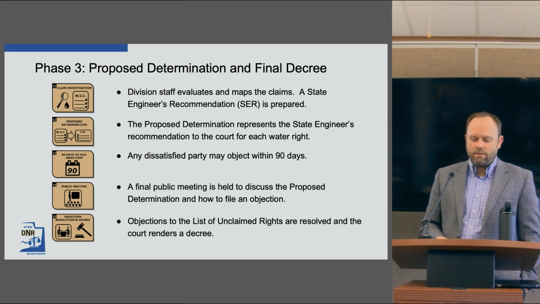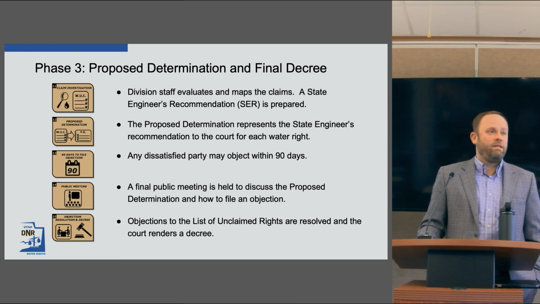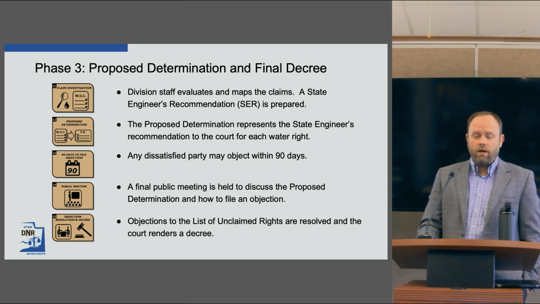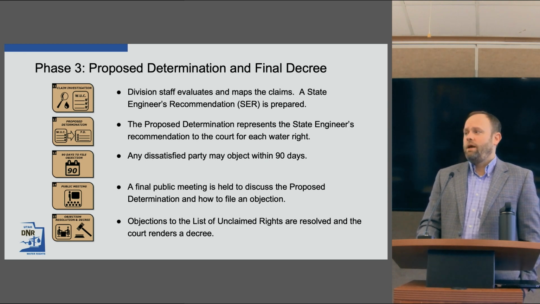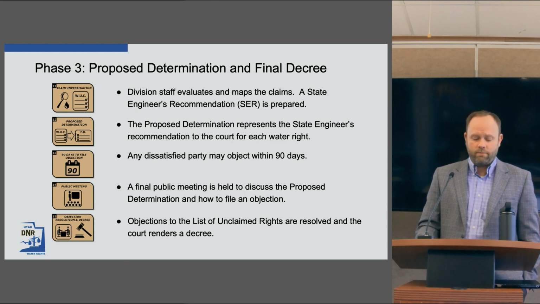So let's talk about what the proposed determination is. The proposed determination is the state engineer's recommendation to the court as to the status and the nature of all of the water rights within that geographical boundary. We also prepare another document at this time. It's called the Hydrographic Survey Map, and we'll take a real quick look at that. And that's simply a map that shows points of diversion and places of use for the various water rights in that geographical boundary.